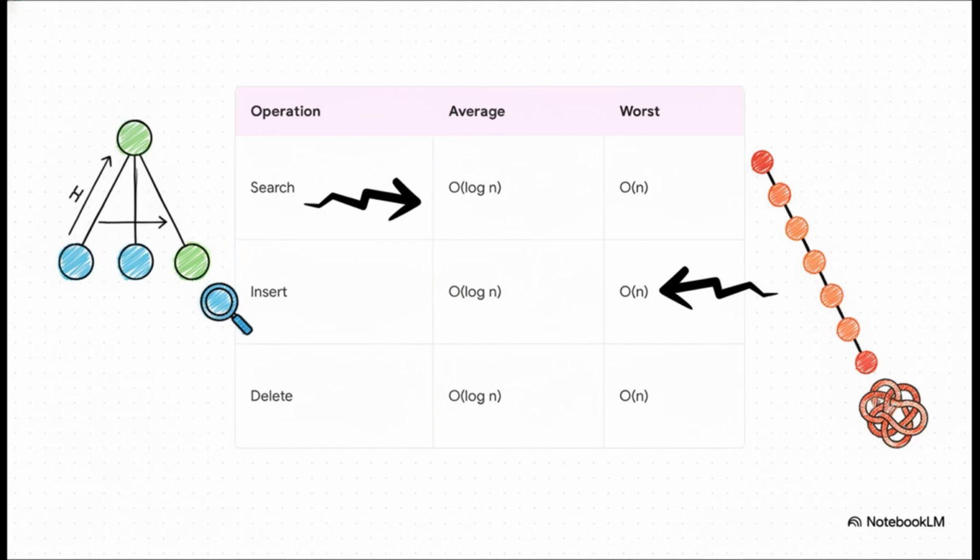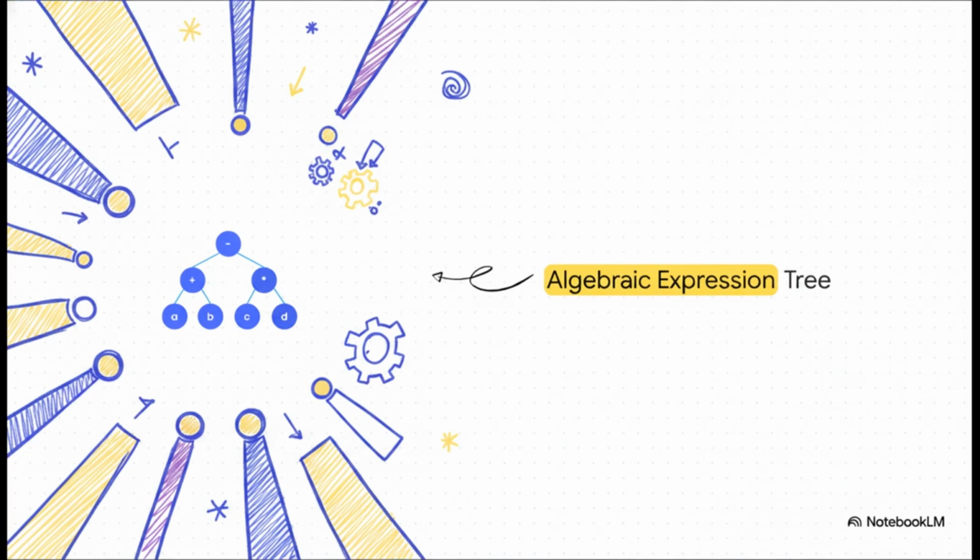But if you just lazily insert already sorted data, like 1, 2, 3, 4, 5, you create what's called a skewed tree. It essentially becomes a single long diagonal branch. At that point, your performance degrades terribly to big O of n, making your fancy tree no better than a slow linked list.